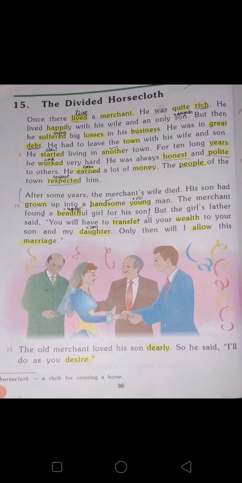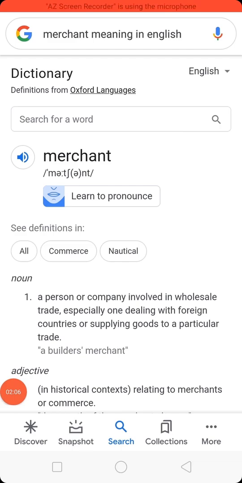Once there lived a merchant. Meaning of merchant. It's a new vocabulary to you. Let me explain to you the meaning of merchant. Listen to the pronunciation of this word. Merchant. Listen carefully. Merchant. A person or company involved in wholesale trade, especially when dealing with foreign countries, or supplying goods to particular trade. In a very simple word, we can call it a businessman.